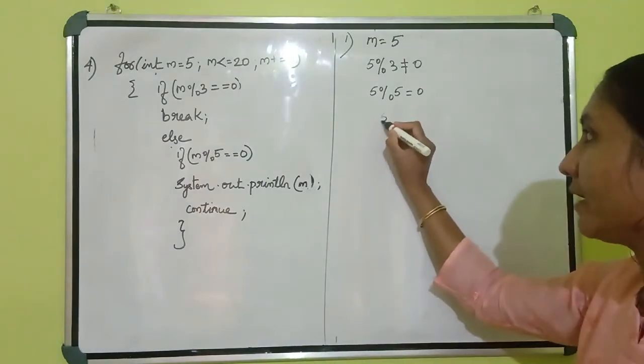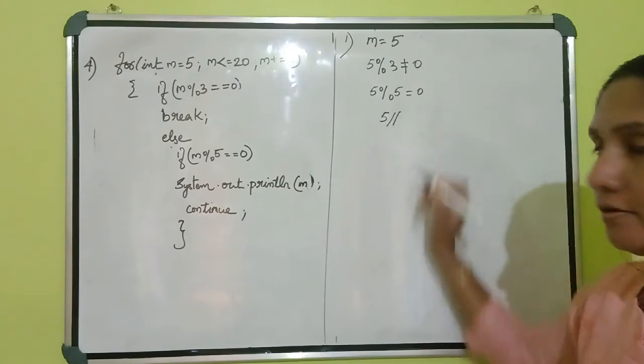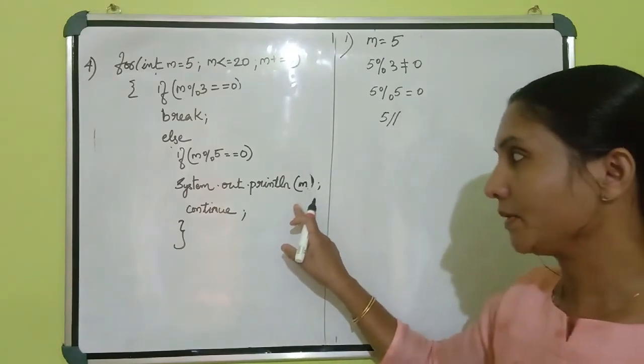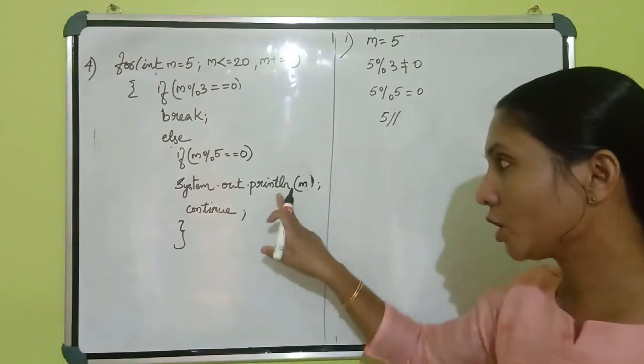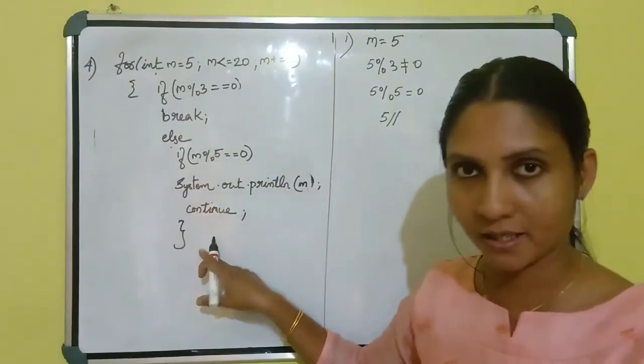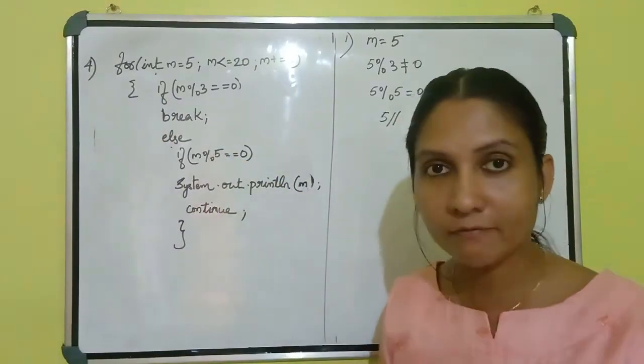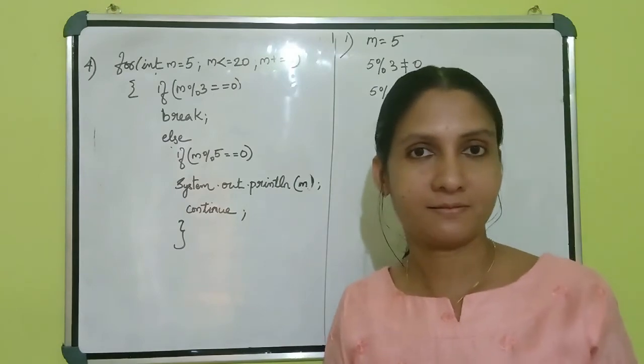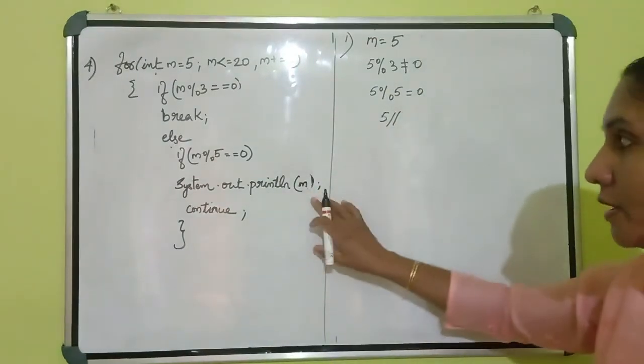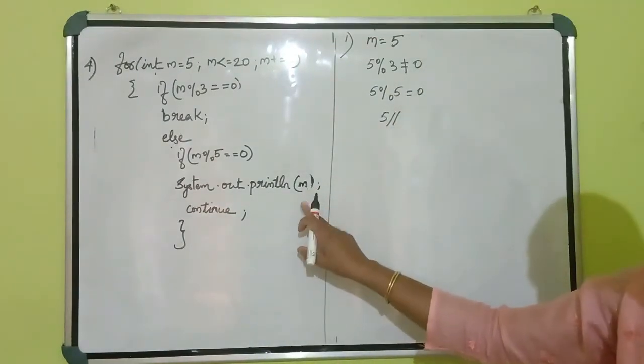Then it will print the value. Now the value of m is equal to 5. First time this value will be printed because this statement is inside this bracket. If it is outside the bracket, only the final value will be printed. Understood all of you? Now it will be printed because the statement is inside this bracket.